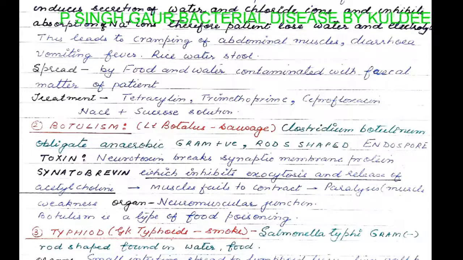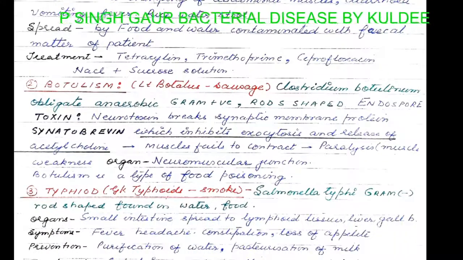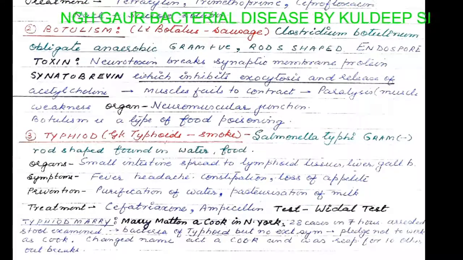Also, which is called synaptobrevin, inhibits the exocytosis and release of acetylcholine. Therefore, it causes failure of muscle contraction, and weakness begins to affect the sufferer. It affects the neuromuscular junction. Therefore, botulism is a type of food poisoning, or in common parlance, it is called food poisoning, caused by Clostridium botulinum.